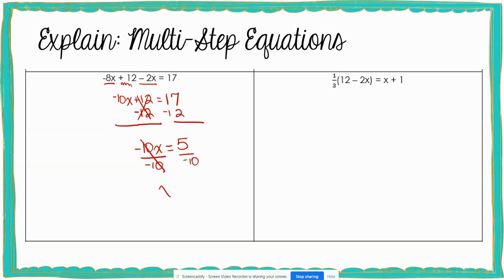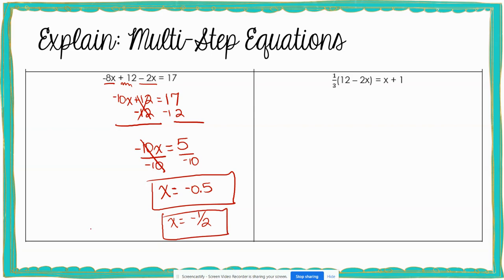These will cancel to leave me with x equals, and 5 divided by negative 10 is going to give you negative 0.5. You also could have an answer of negative 1/2 for this because both of these are the same thing.